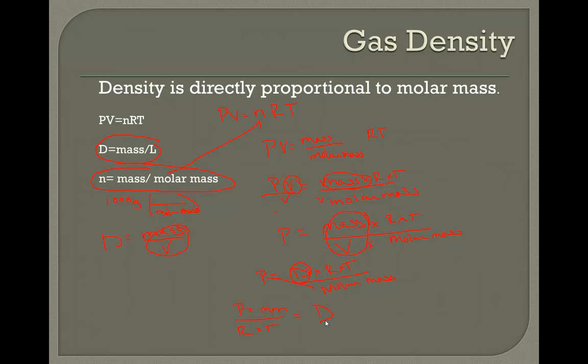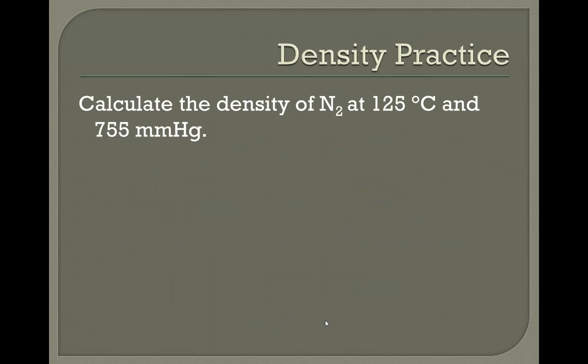Alright, so let's try to do this. So density, we'll rewrite our equation up here, is equal to the pressure times the molar mass over RT. Remember, T is in kelvins, R is 0.08206 atm liters per mole kelvin. Pressure then needs to be in atms, and then molar mass is going to be grams per mole. So we're talking about N2 again. Calculate the density of N2 at 125 degrees Celsius and 755 millimeters of mercury.